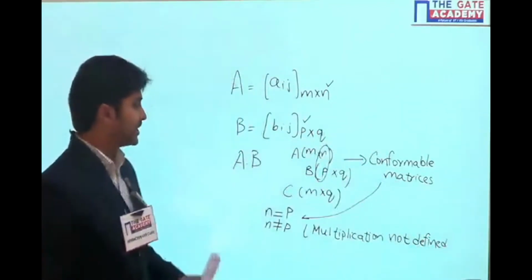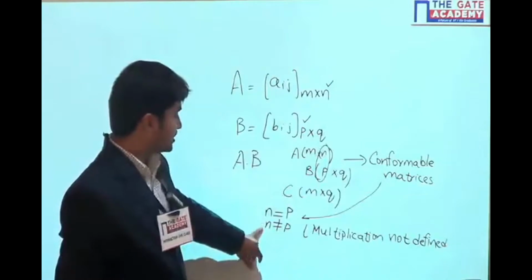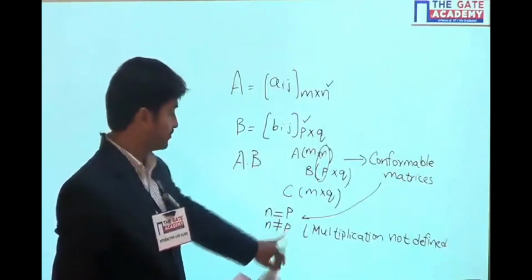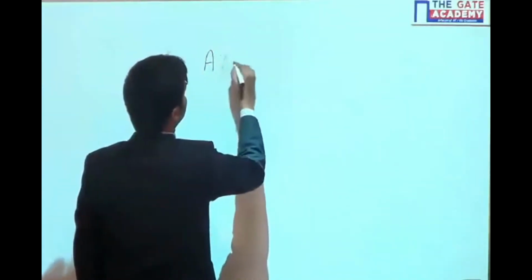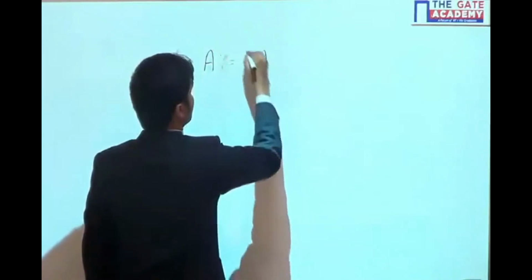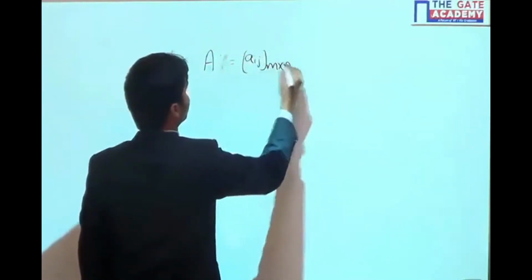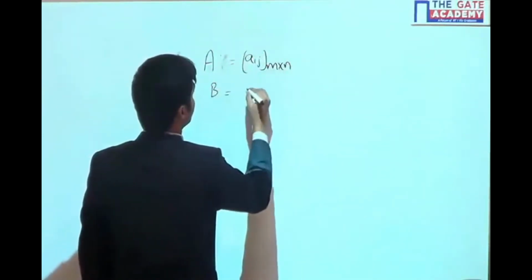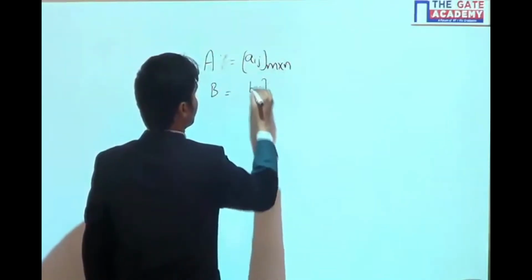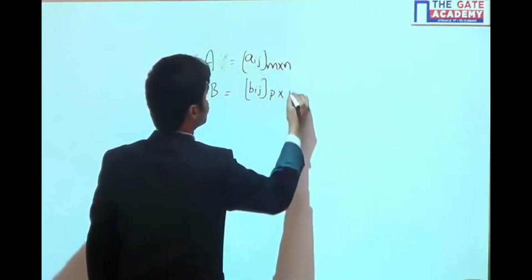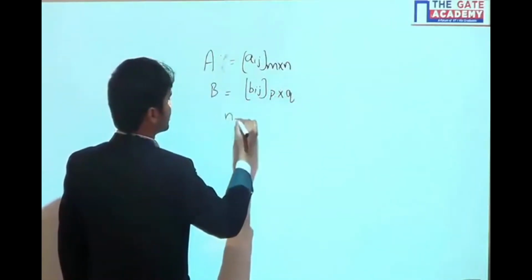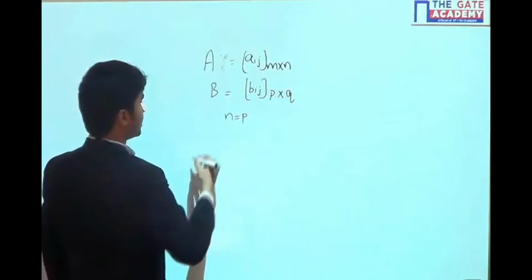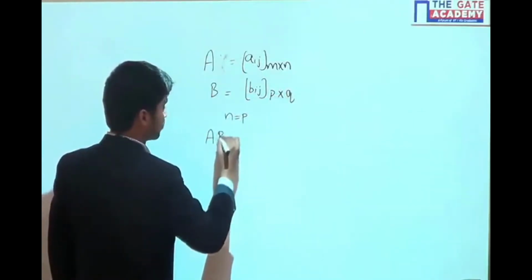Multiplication is not defined if the value of n is not equal to the value of p. So we have taken two matrices, A, which is equal to Aij, m cross n, and B, which is equal to Bij, p cross q. Let us assume that the value of n is equal to the value of p, so that the multiplication of A and B is possible.